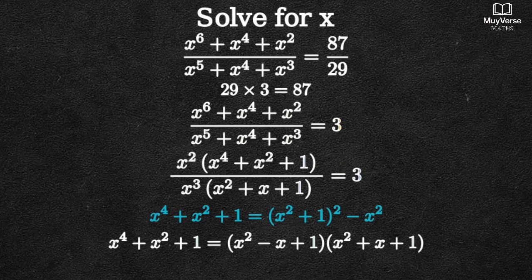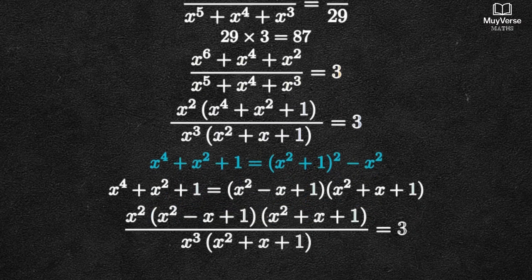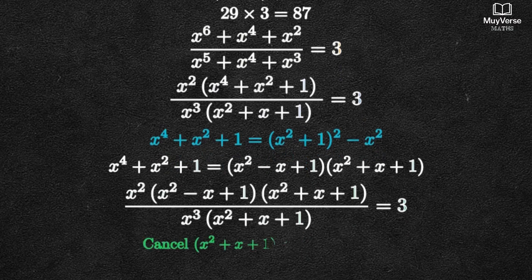Step 4. Substitute this factorization back into the fraction and simplify. We can cancel the common factor x squared plus x plus 1 in the numerator and denominator, provided the denominator is not 0. Since we started from the given equation, we assume the denominator is non-zero. After canceling and simplifying x squared over x cubed to 1 over x, we get the expression x squared minus x plus 1 over x equals 3.